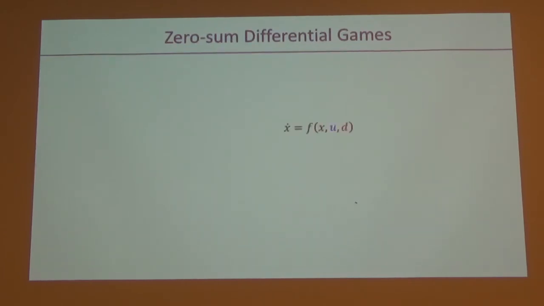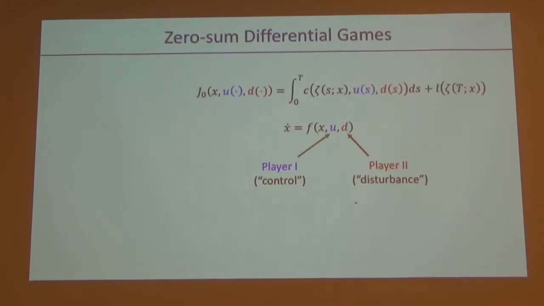So now our dynamics contain U and D, player 1 control and player 2 control. And just to remind you, player 2 control we generally denote by disturbance in the reachability literature. And now we have a cost function which is a function of both U and D. In this particular case, we are interested in the zero-sum differential game. What that means is that player 1 wants to minimize this cost functional, and player 2 wants to maximize this cost functional, or vice versa. This is just one example.